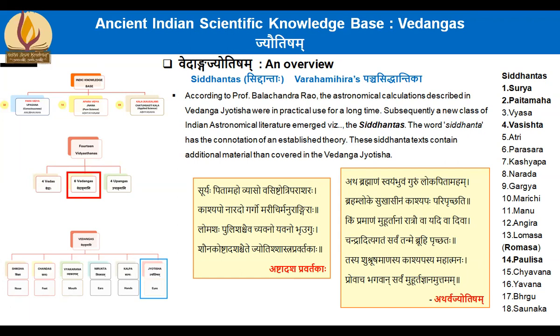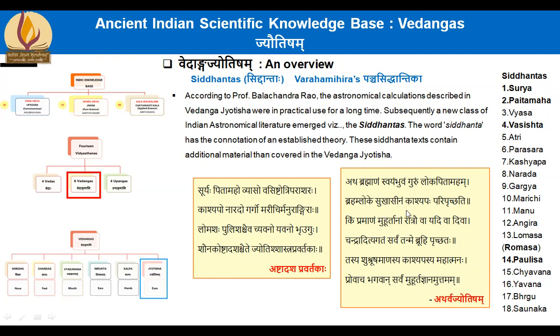So here there are Ashtadasha Pravartakas, 18 people who are revered as the Pravartakas who gave us the Vedanga Jyotisha. Surya, Brahma, Vyasaha, Vasishthaha, Atrihi, Parasharaha, Kashyapaha, Naradaha, Gargaha, Marichihi, Manuhu, Angirasaha, Lomashaha, Pulishaha, Chyavanaha, Yavanaha, Bhruguhu. There is a typo error. Shaunakaha. Ashtadashaschaite Jyotish Shastra Pravartakaha.